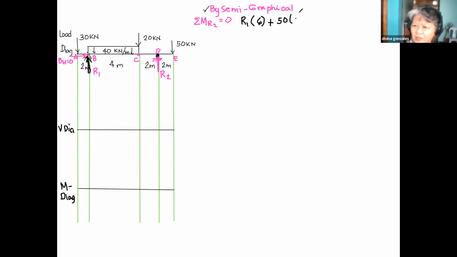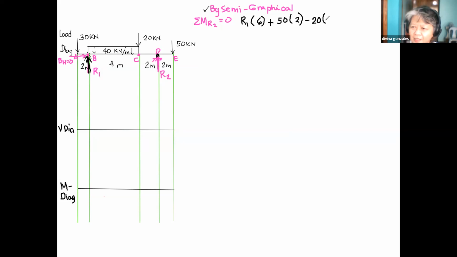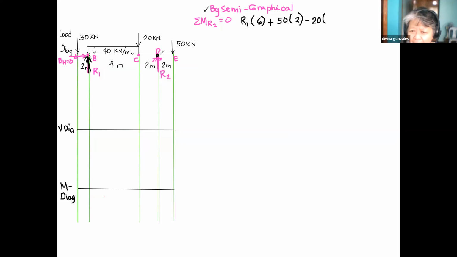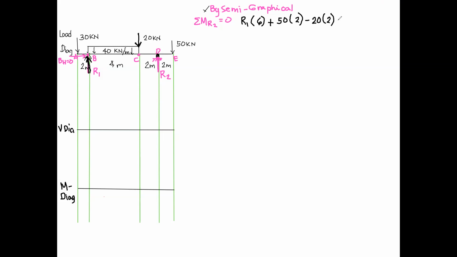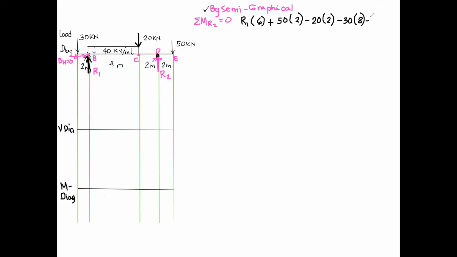Aguilar, what about the forces that rotate counterclockwise? We are summing up moment about R2. Aguilar? 20 po, ma'am. 20 times the perpendicular distance is 4, ano? Hanggang D lang tayo. We are summing up moment about D. This is 20. Anong distance niya kay D? 2 po. 2. Okay, meron pa bang iba? Sige, tapusin mo na, Aguilar. 30 po. 30, anong distance? 8. 8.